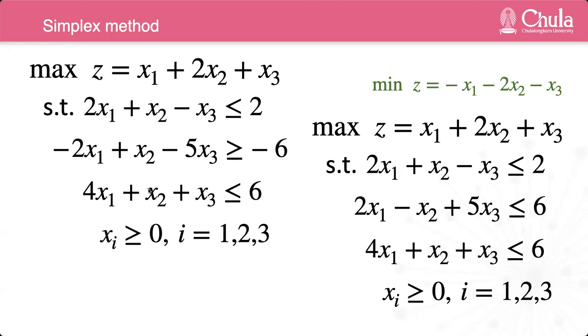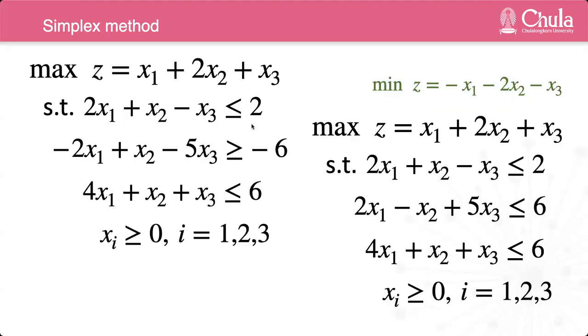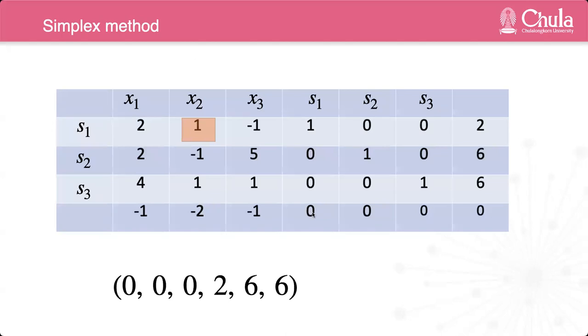And the next one, it's all right. Yeah, we have to add slack variable also. Okay. And the next one, we add slack variable. So we transform it to the right hand side first, and then yeah, we write down the tableau.